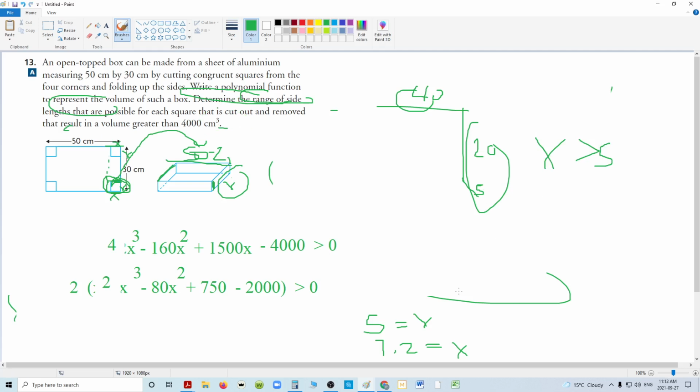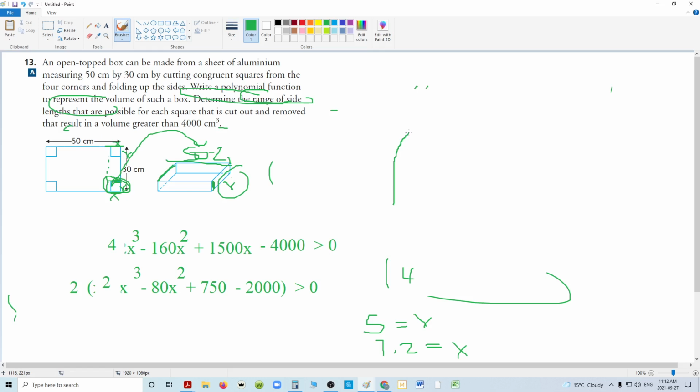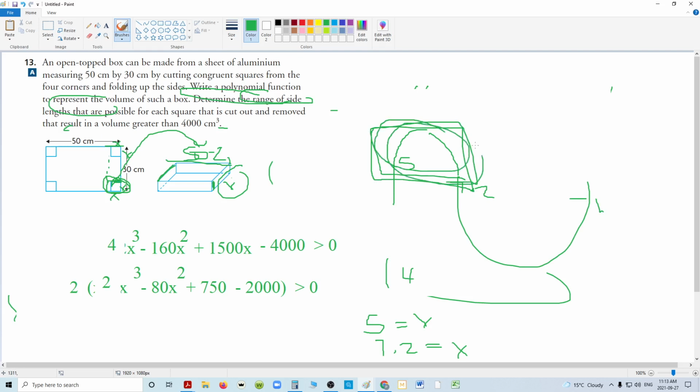Oh, and then you'd have to look at the other one, which was 14. Which means that the graph, which was a positive quartic, goes through 5, comes down through 7, and then comes back up through 17. So these are the only possible dimensions where it's above the graph. So when x is between 5 and 7.2.